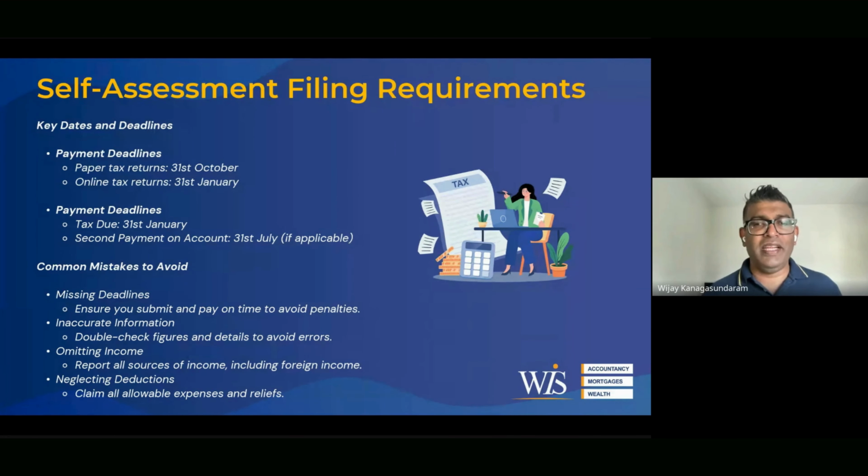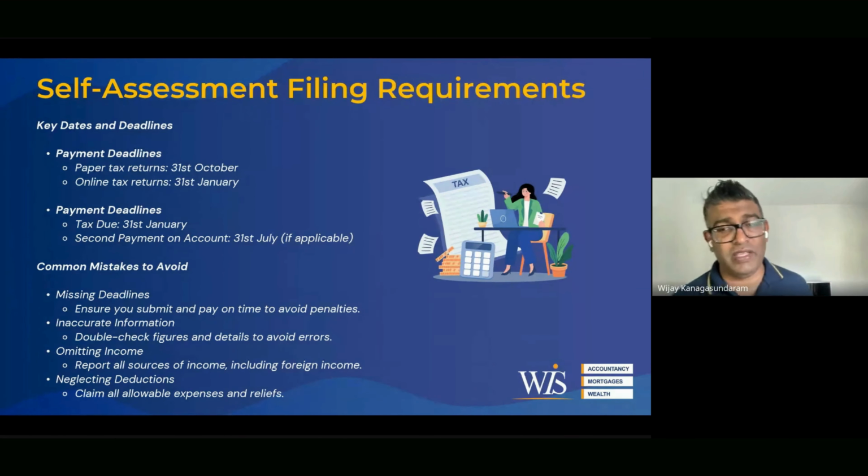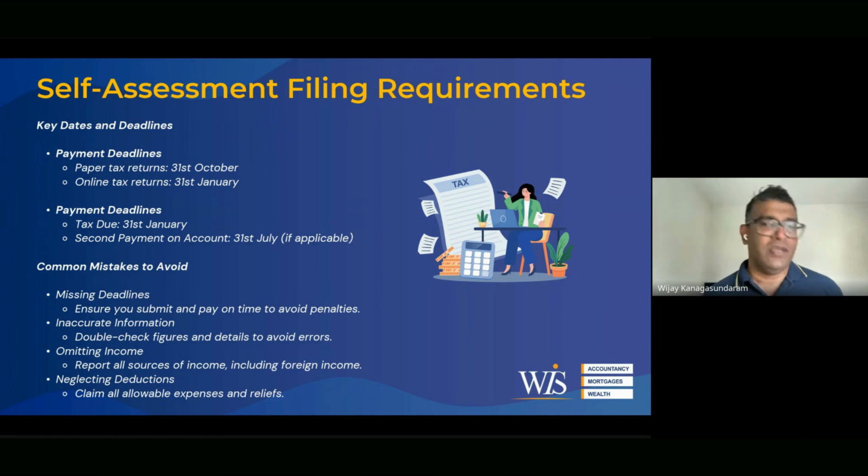So ideally, if you finalize a lot of the affairs before 31st July, you will know for certain how much your tax bill is. So you don't have to pay the 31st July payment as long as you pay the full tax for that year.